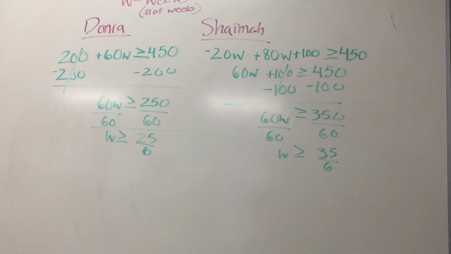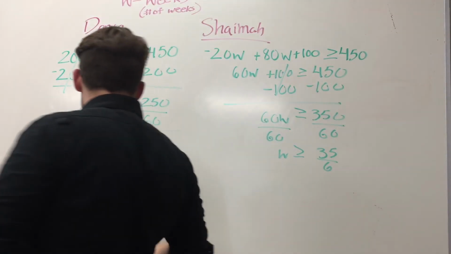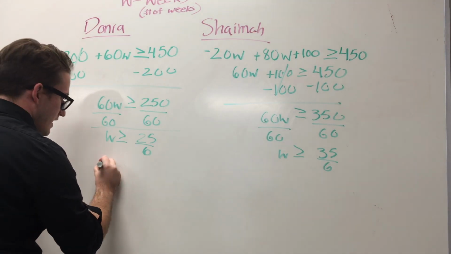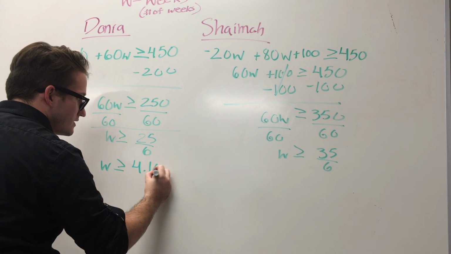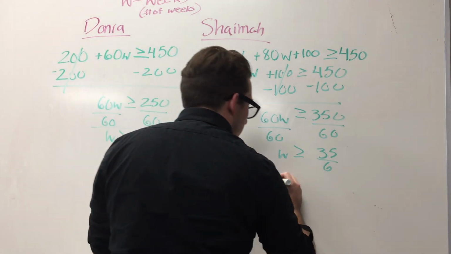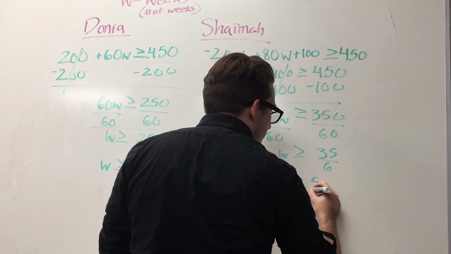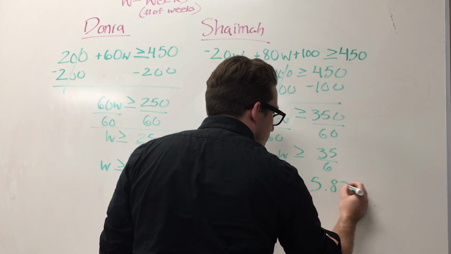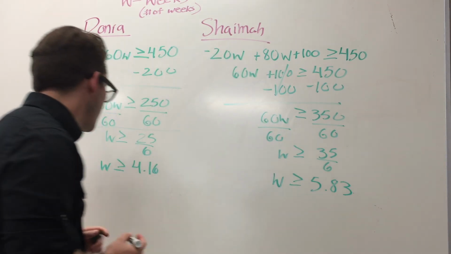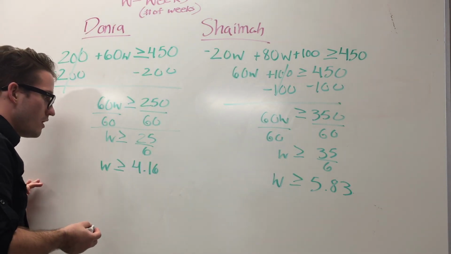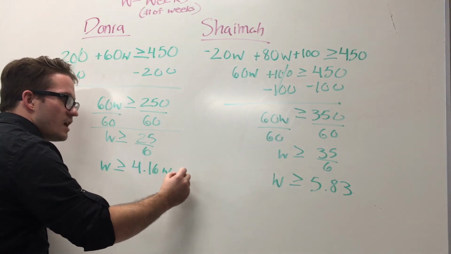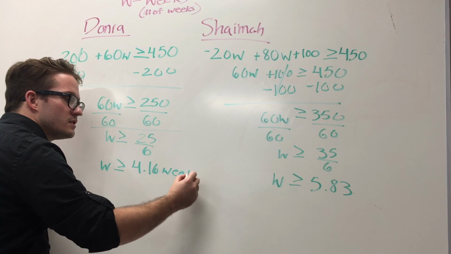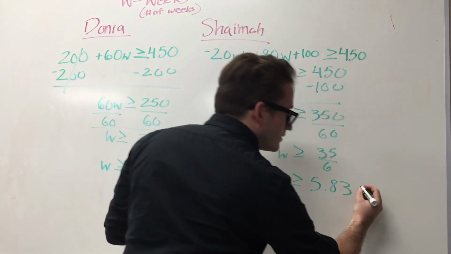All right, let's talk about the solutions we found. So I'm going to go ahead and divide this. I get W is greater than or equal to 4.16. And then W over here is greater than or equal to about 5.83. Okay? I should probably label this, right? Yeah, because we should use units. So it's weeks here and weeks here.